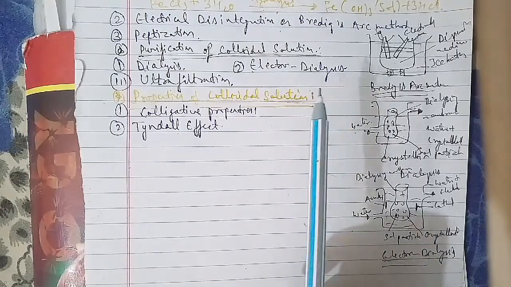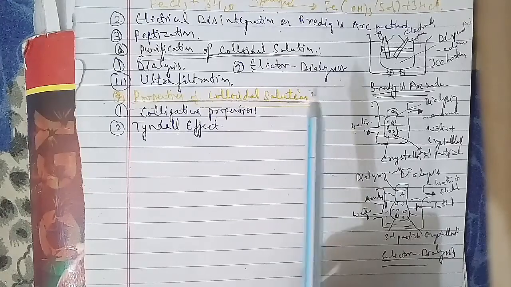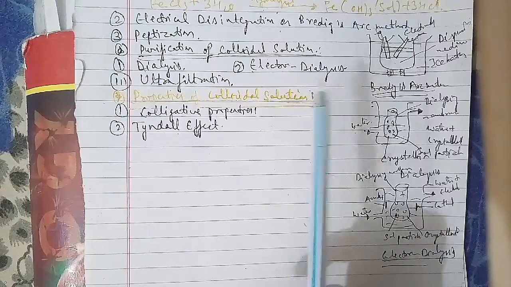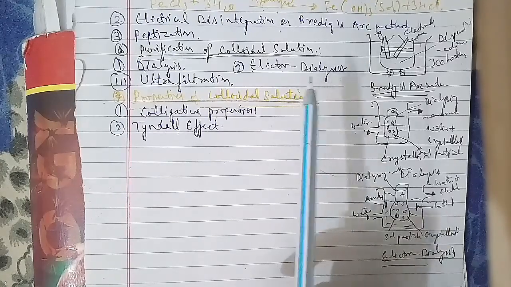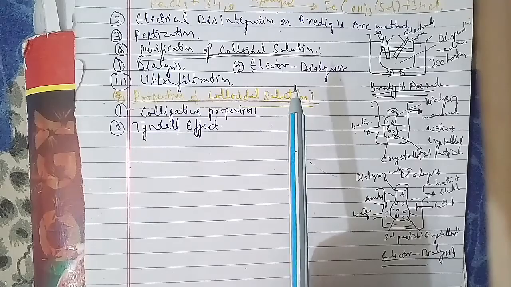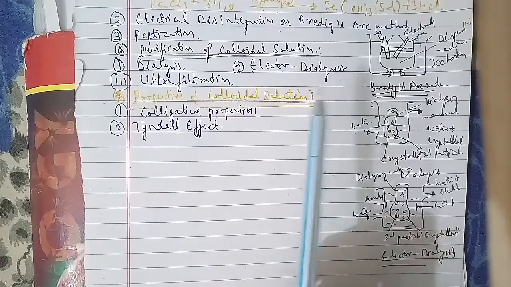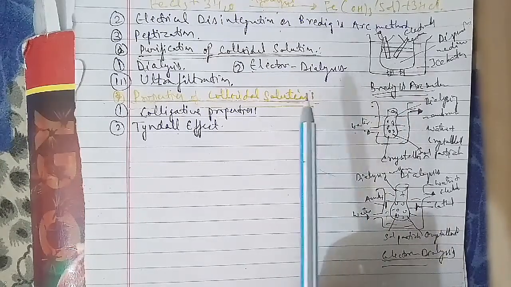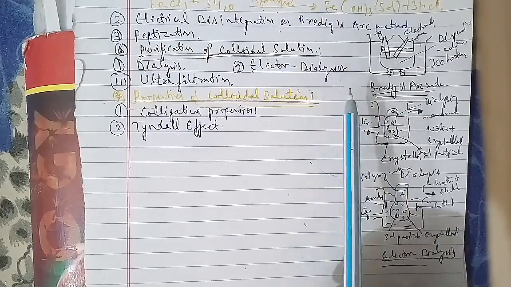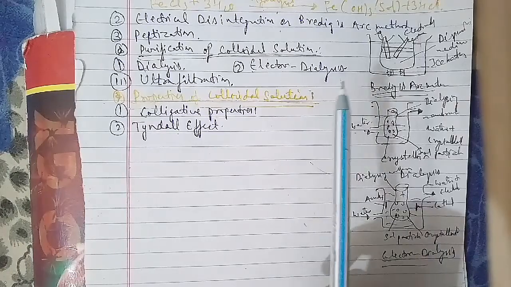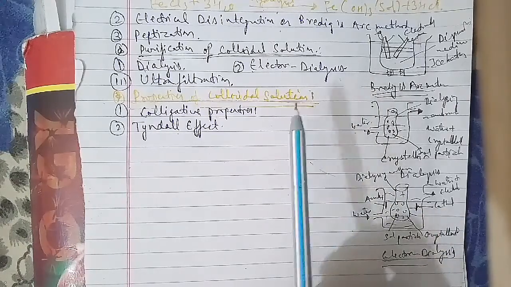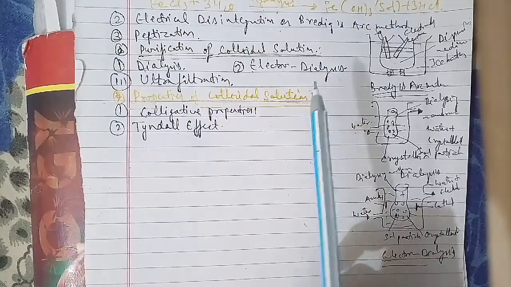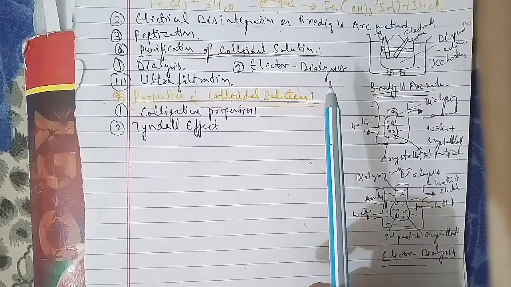For the Tyndall cone, I will just tell you about the scattering of light while seeing through the microscope. So I will represent the Tyndall effect diagram so that you get to know about it in detail, and eventually you will understand it as well. Here we have a diagram. This is a lamp or light source.